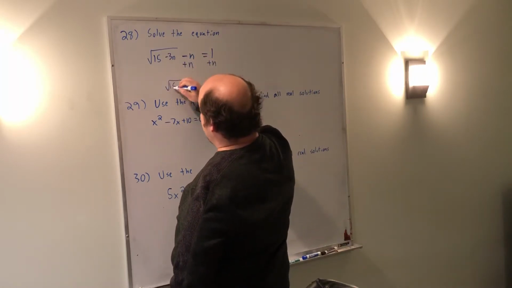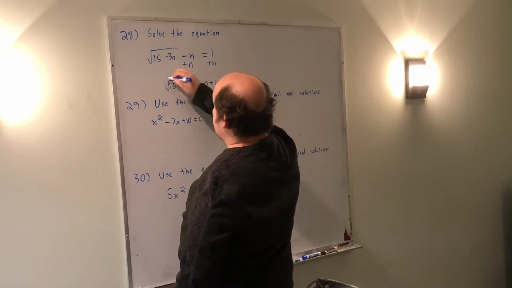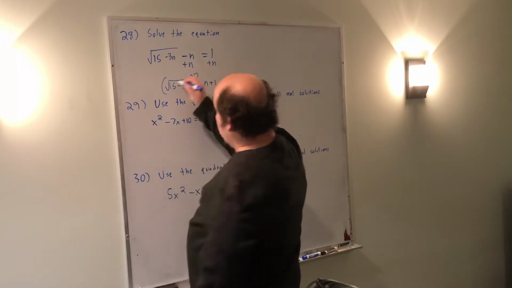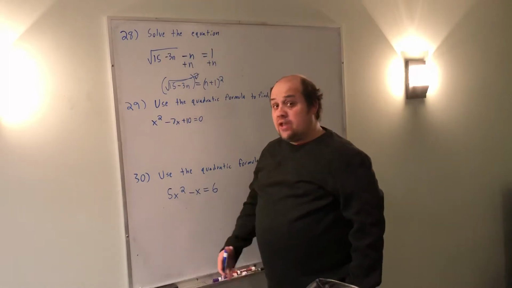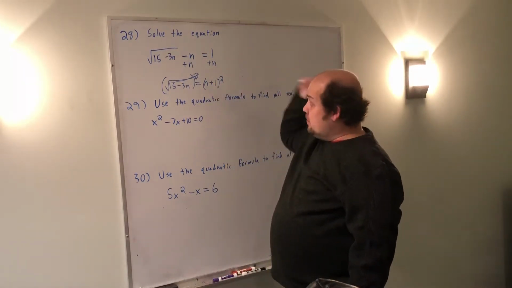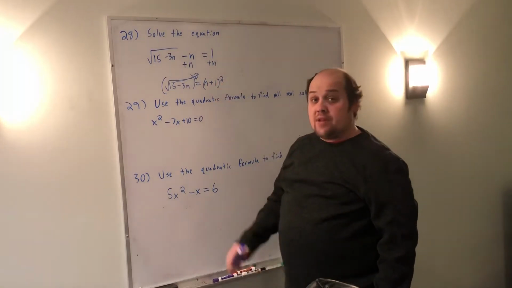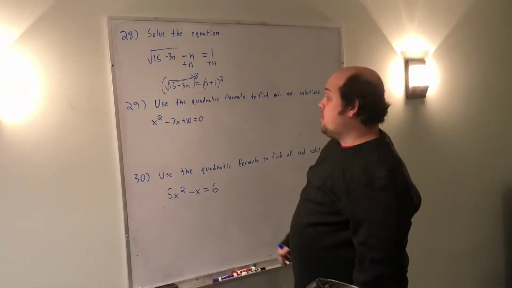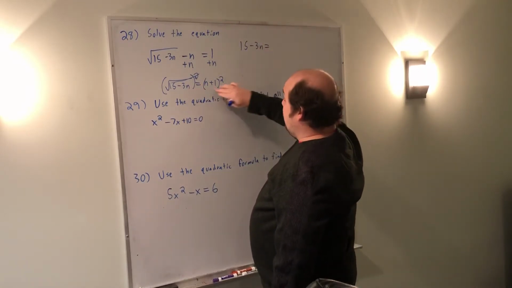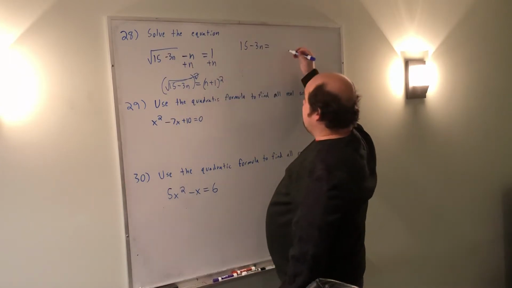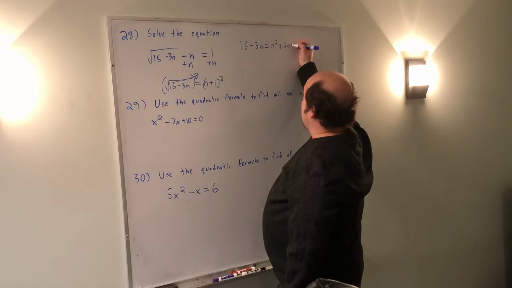Then on the left-hand side, I have 15 minus 3n. On the right-hand side, I have n plus 1. Now when I square the left to get rid of this root sign, squaring the right really means foiling out n plus 1. So this does not equal n squared plus 1. You need a middle term whenever you multiply a binomial by a binomial. The left-hand side does just become 15 minus 3n, but the right-hand side becomes n plus 1 times n plus 1, which really gives me n squared plus 2n plus 1.